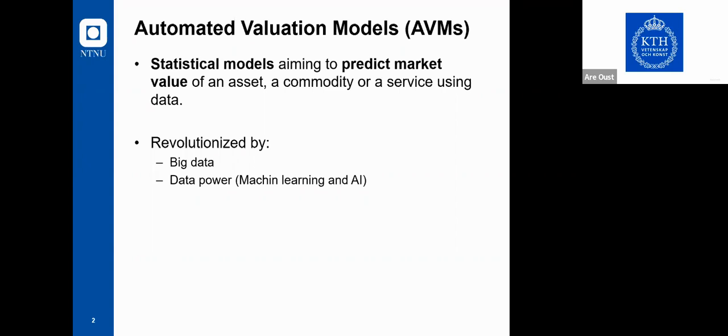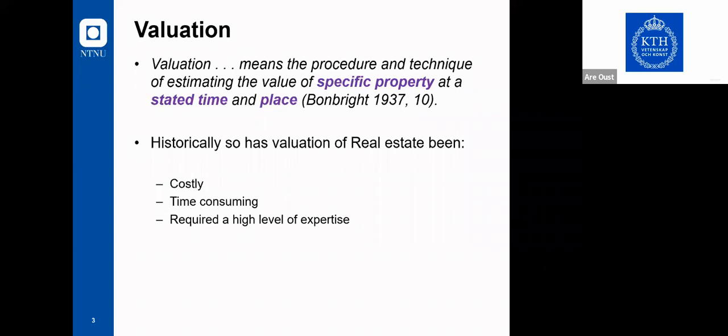And also computing power has changed, from being able to use only very simple regressions to having a lot more tools: machine learning, artificial intelligence. So it has completely changed the map of the world. We are interested here in valuation. So we mean different techniques to try to predict or estimate the value of a specific property at a stated time and place. That is sort of the definition.